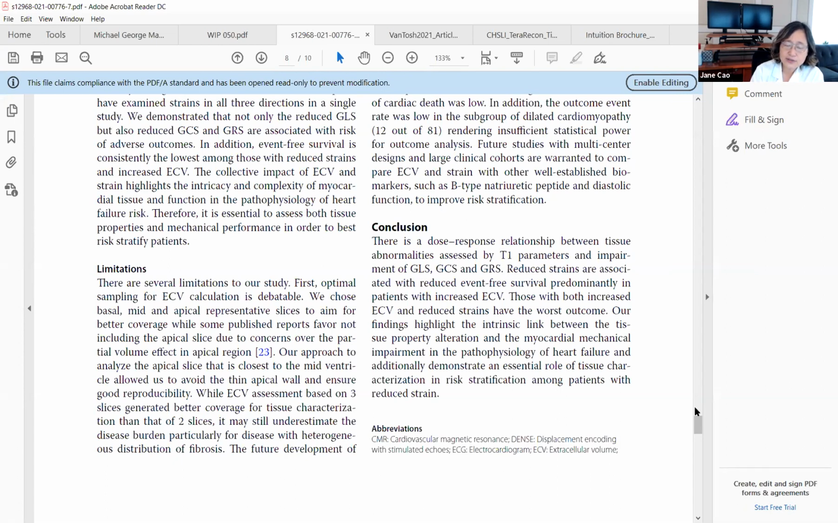Now, our findings certainly highlight the intrinsic link between the tissue property alteration and the myocardial mechanic impairment. They also demonstrate an essential role of tissue characterization in risk stratification among those with reduced strain.